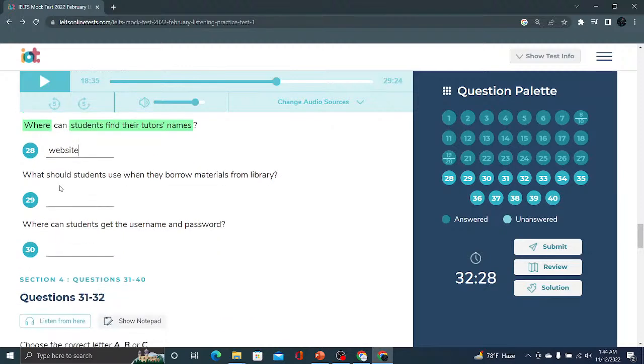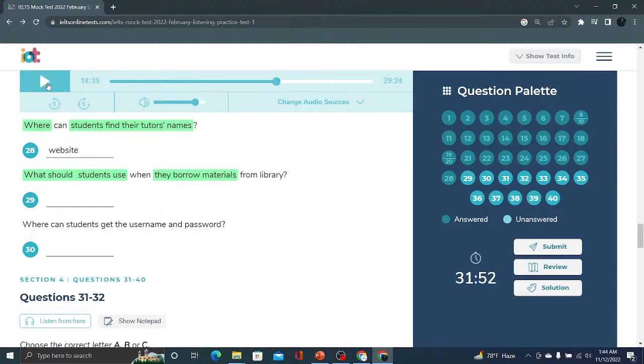Okay, let's move on. What should students use when they borrow materials from the library?